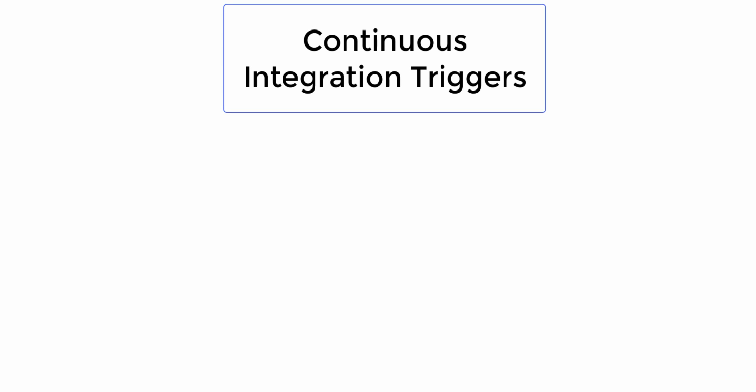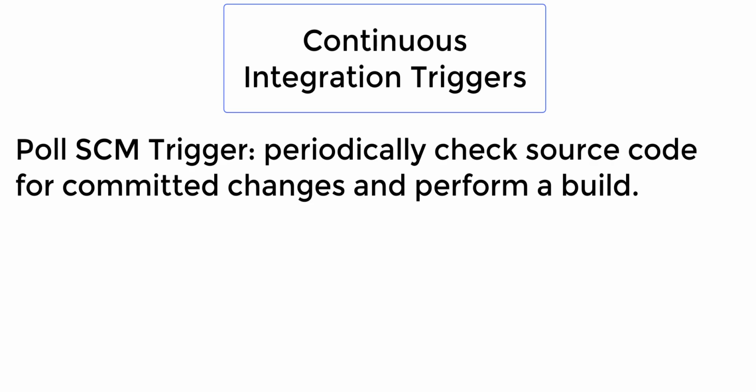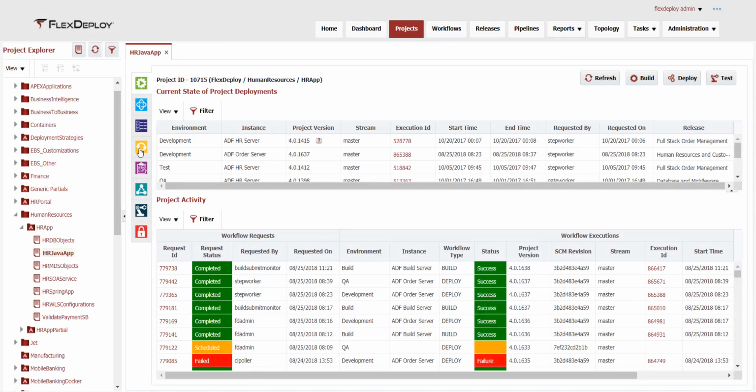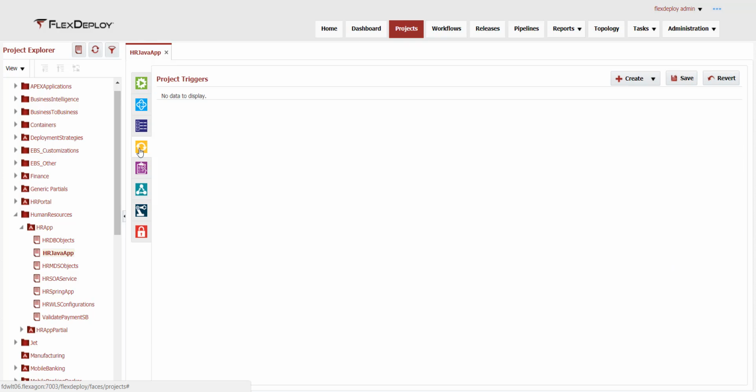I'm going to set up a common pair of continuous integration triggers. A poll SCM trigger will be used to periodically check our source code for committed changes and perform a build, and a post-build trigger will automatically deploy new builds to the development environment and execute tests using TestNG and Selenium. Although we can use continuous integration for any technology, in this video we will configure CI for this Java project.